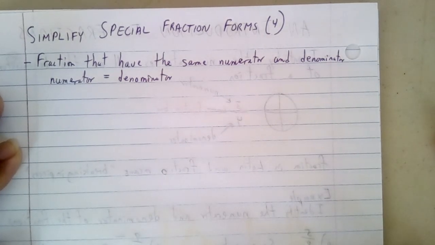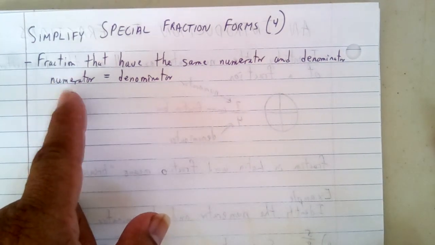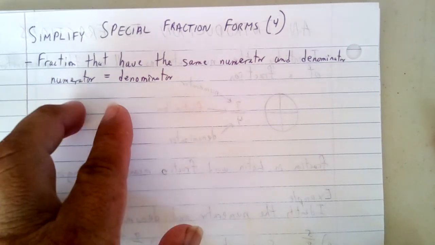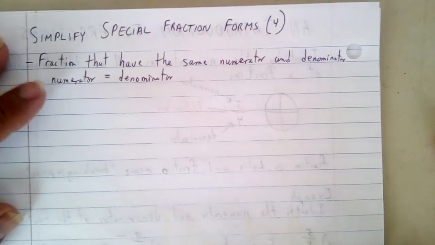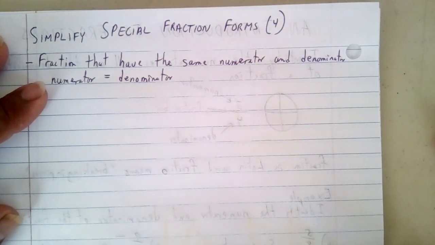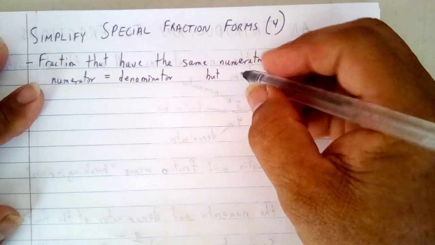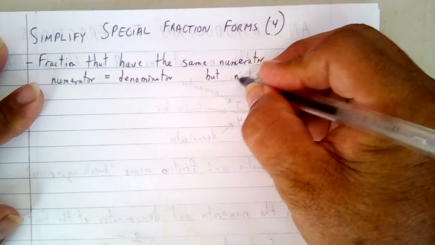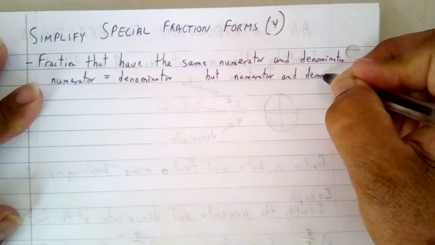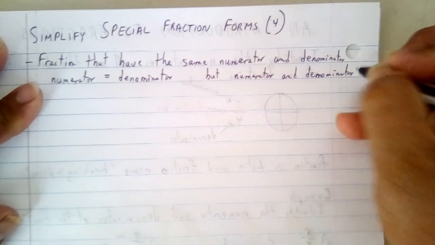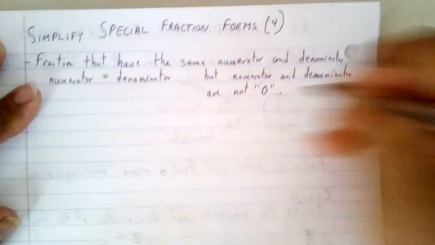Okay, so in this case we have a number divided by itself. In other words, the numerator and the denominator are both the same, so they are being divided by itself. The result will be 1, provided that both the numerator and the denominator are not 0. That's the key point.